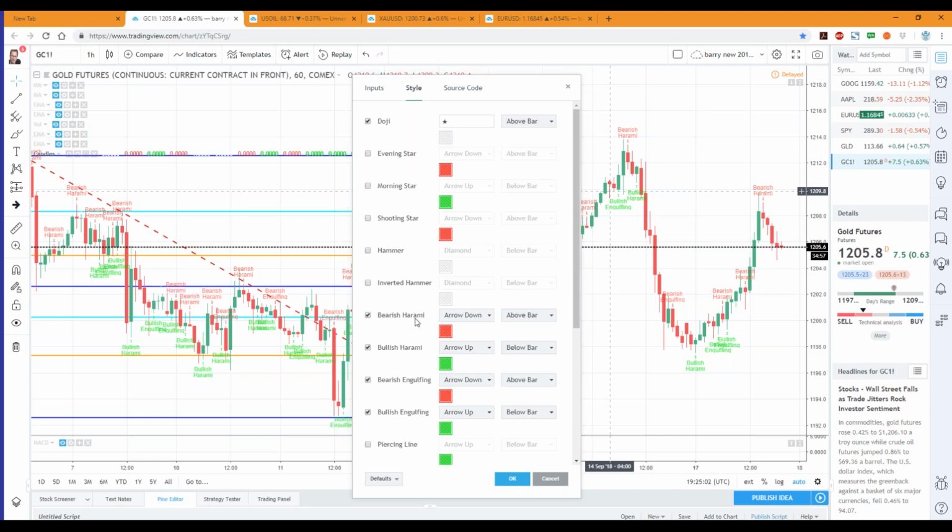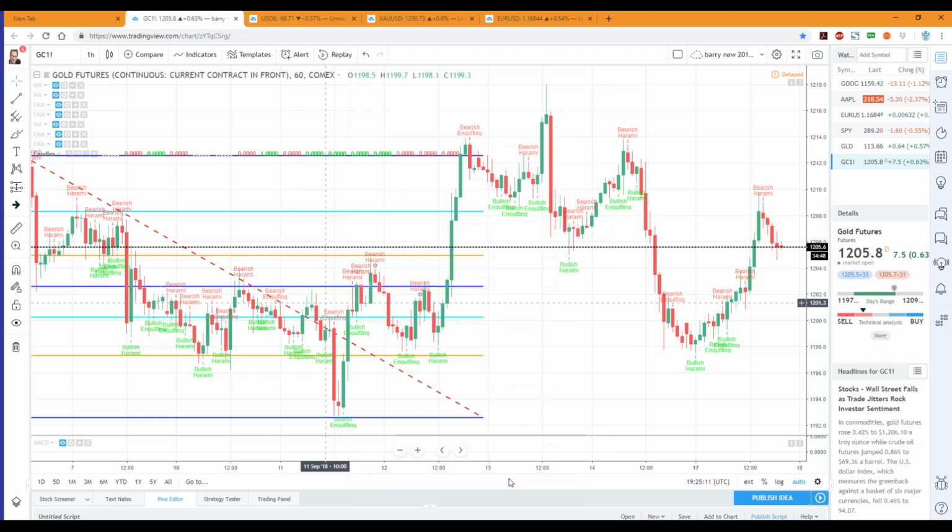For bearish harami and bullish harami, I can decide where I want the name written, how I want it, what color I want it in, where I want it to appear, and then I just click OK. And that's all I'll get are the few candlesticks or the patterns I'm looking for. But it means I don't have to spend a lot of time.